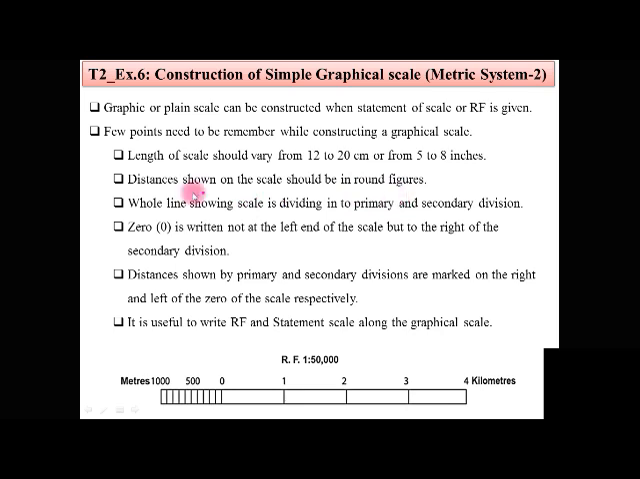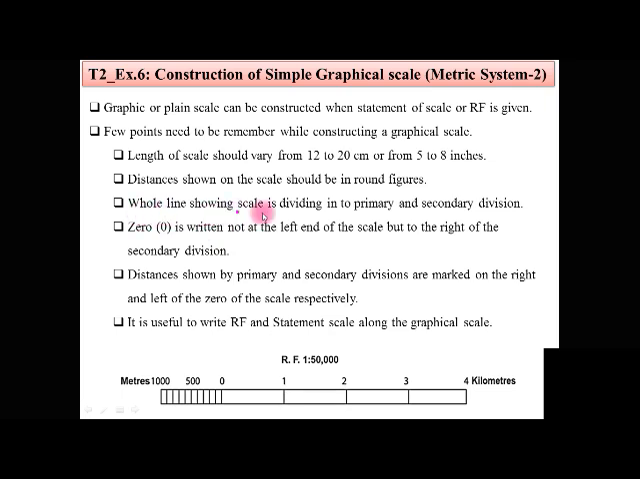Because length of graphical scale needs to be decided by ourselves. Then whatever the distances we are putting as per the scale along the graphical scale, for example, from 0 to 1 to 3, 4, these values should be in round. They should not be in decimal like 1.5 or 2.5, something like this. They always should be in round figure, because this graphical scale should be easy to read for anybody. So that point you need to consider.